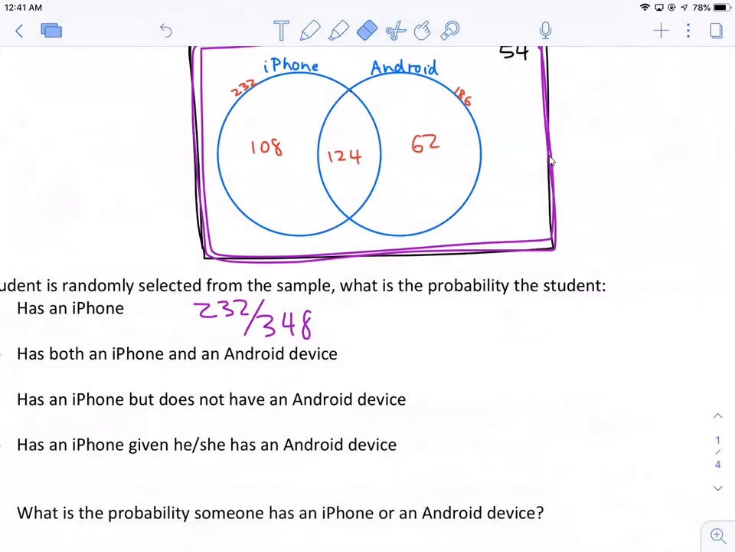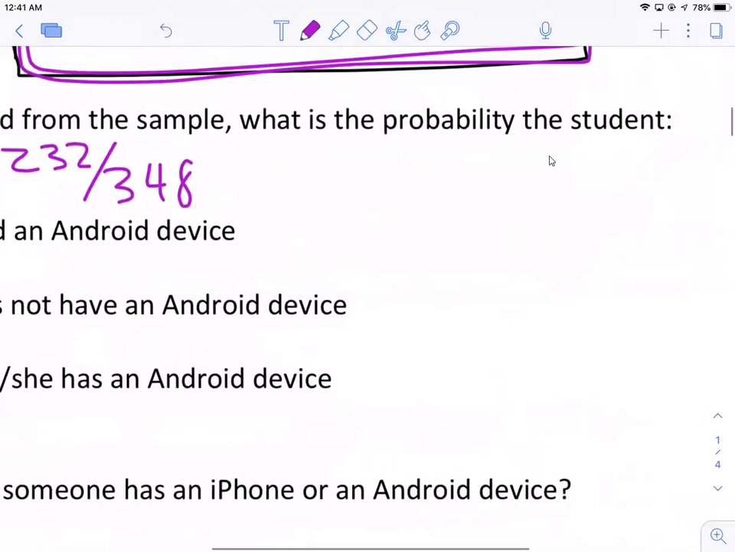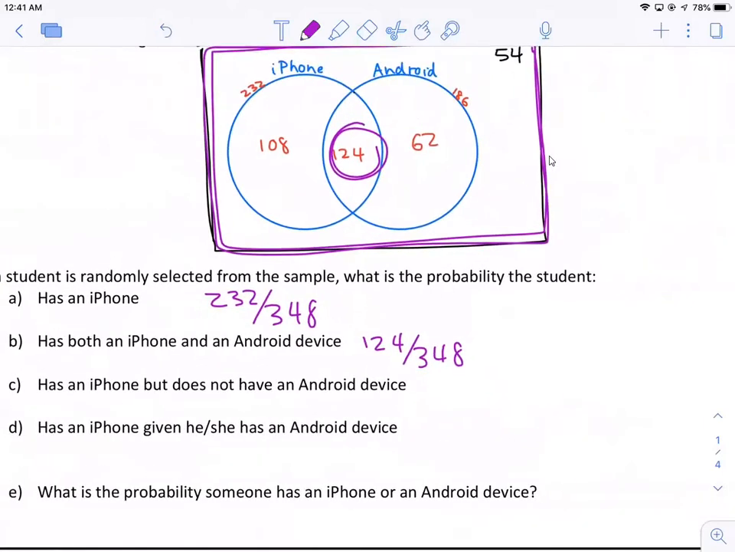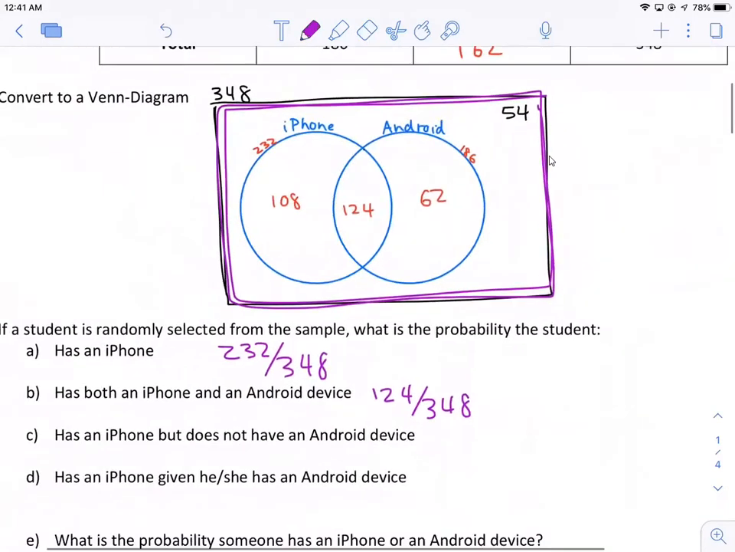What's the chance that someone has both an iPhone and an Android? We're going to be looking at that overlap. 124 out of the 348 had an iPhone and an Android. So that means if you randomly pick someone, assuming you have an equal chance of picking anyone, you would have this probability that that person has both an iPhone and an Android.